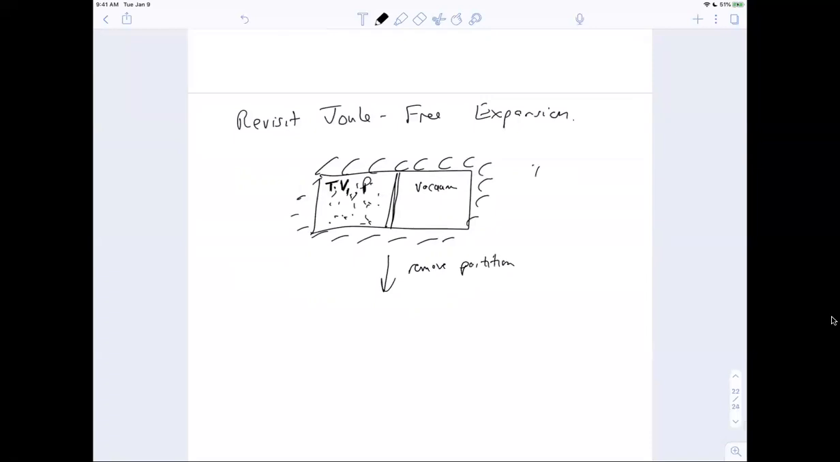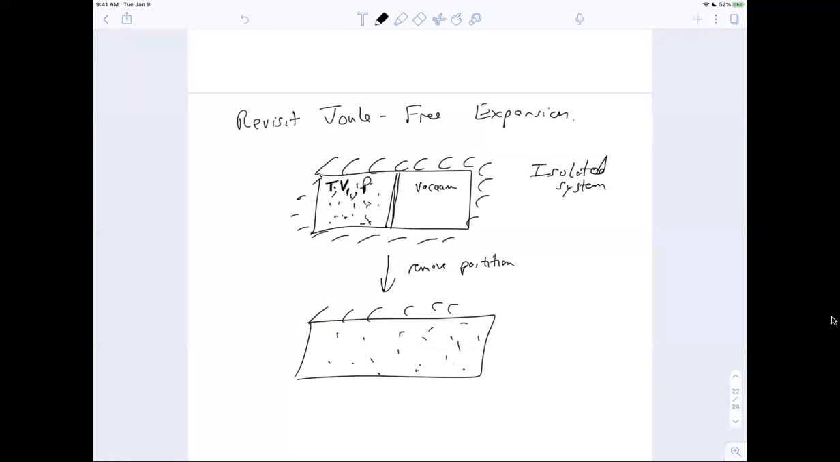And our system is isolated, of course. Why? Because we have a rigid insulated container. So we remove the partition and now we have gas all over. Okay, it's still insulated in a rigid box. We have now volume V final or V2. We have temperature T. The temperature doesn't change. And we now will have some final pressure, P1 and P2.